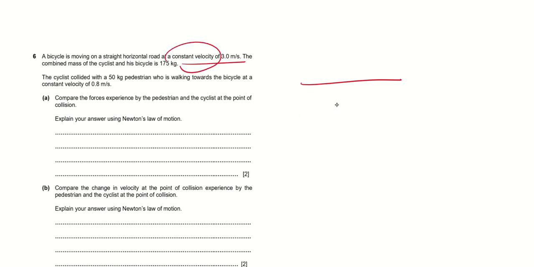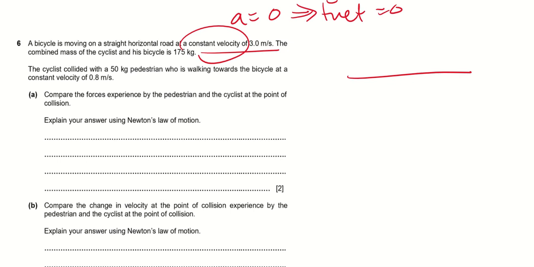Okay, so a bicycle is moving on a straight horizontal road at a constant velocity of 3. When you see constant velocity, you must know that acceleration is 0. That means your Fnet is equals to 0. So the combined mass of the cyclist and his bicycle is 175. So M is 175. It collided with a 50 kg pedestrian who is walking towards the bicycle at a constant velocity of 0.8. Compare the forces experienced by the pedestrian and the cyclist at the point of collision. Explain your answer using Newton's law of motion.